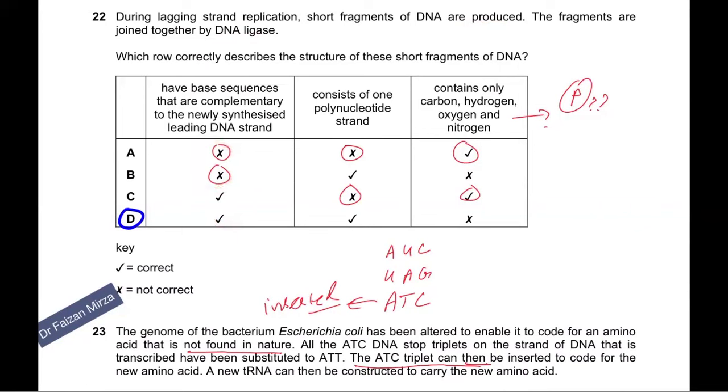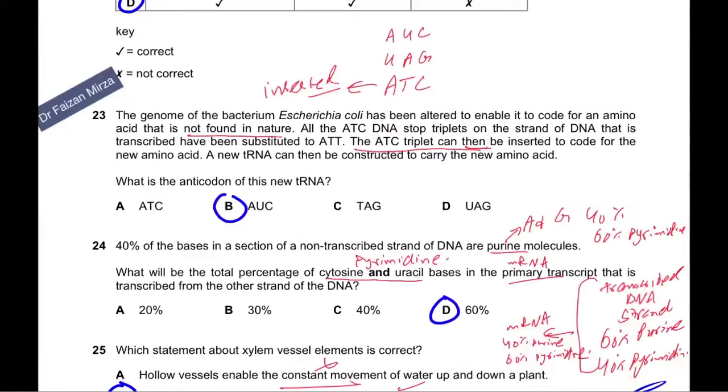Consists of one polynucleotide strand? Of course, yes. So again, with this, we know that C is not the answer. The answer would be D. Contain only carbon, hydrogen, oxygen, and nitrogen? No. The DNA must contain phosphate groups as well. So a cross should be there. So that's how the answer is D.